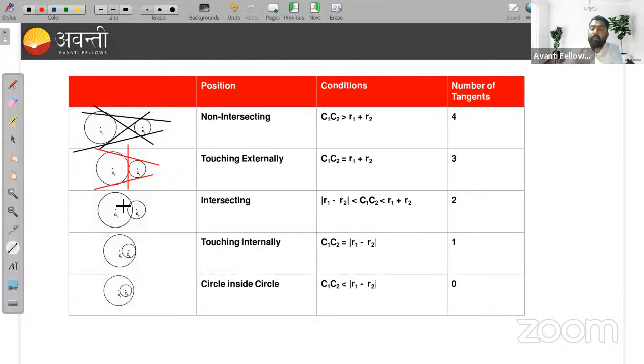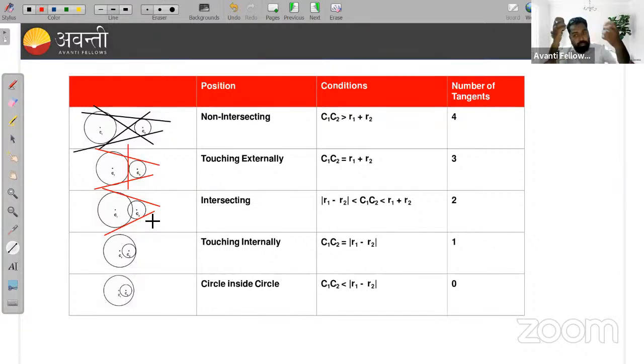And in this case, we can draw only two common tangents. You can visualize here, we can only draw two common tangents. One is this, one is this. These are the two common tangents when the circles are touching or intersecting each other. Okay, clear?